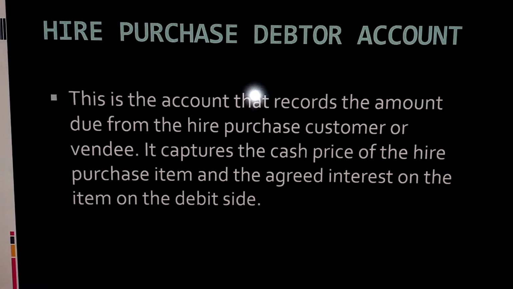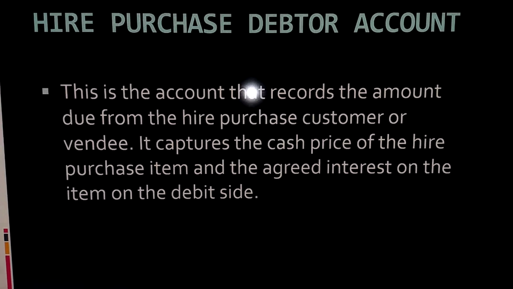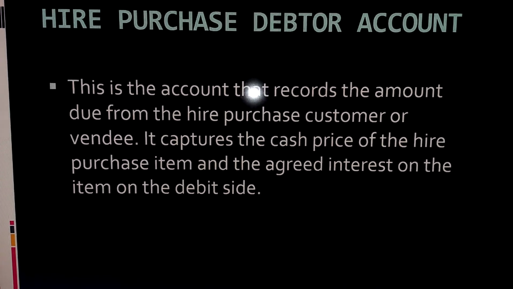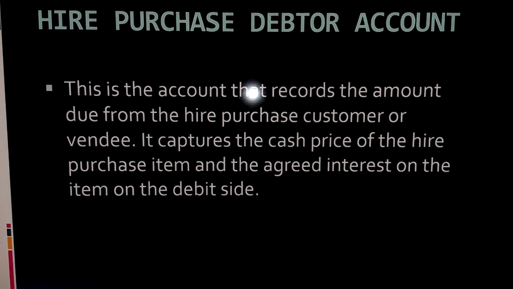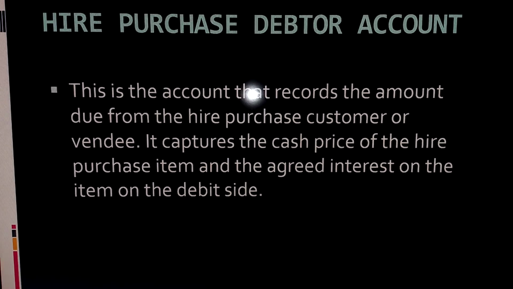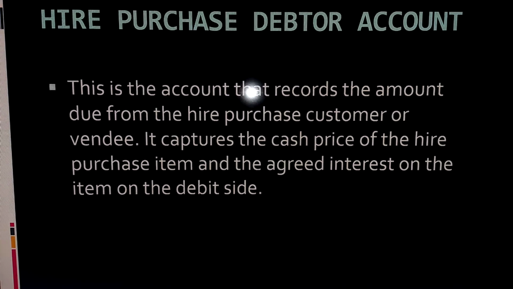Remember, this guy is selling. So he is selling to the buyer. So the buyer is like a debtor because the buyer is going to be owing the business. So he's going to debit the buyer with the cash price of the hire purchase item and whatever interest he is charging for the hire purchase agreement.